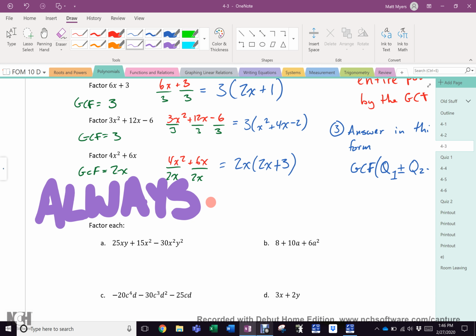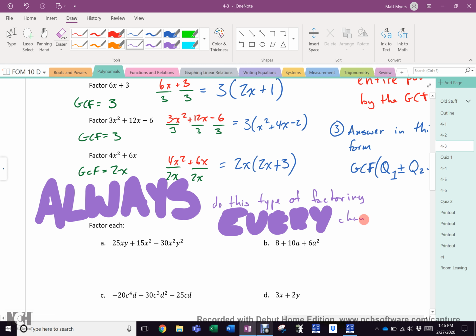Always do this type of factoring every chance you get. No matter what you're doing in math, if you can do this factoring, you do it.